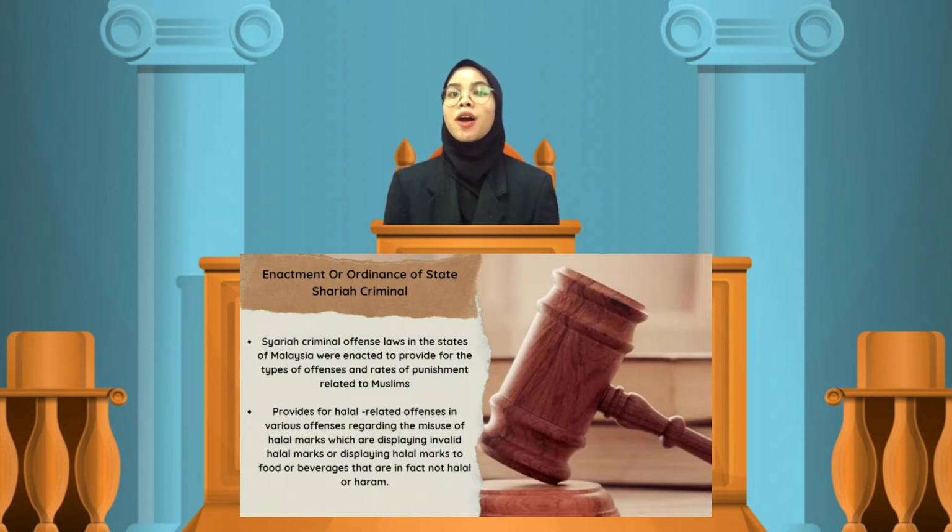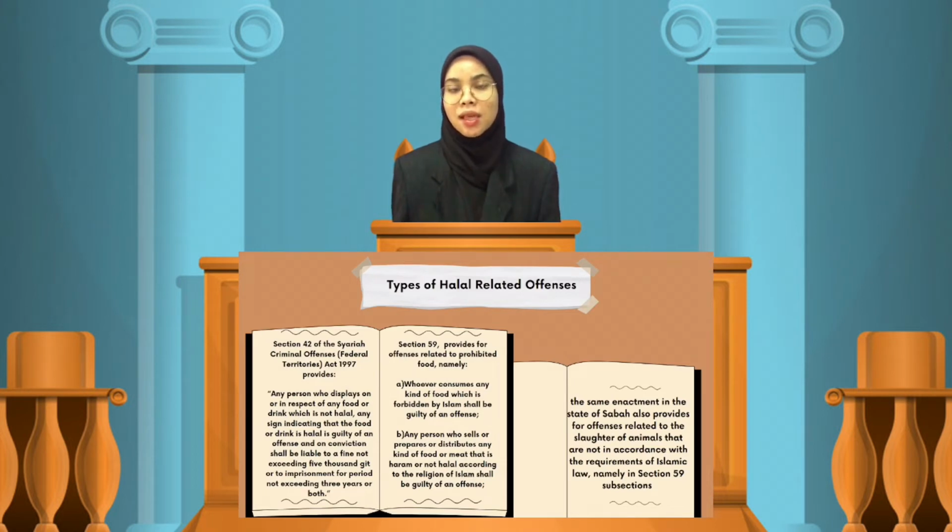Most states provide for halal-related offences, namely various offences regarding the misuse of halal marks, that is, displaying an illegal halal mark or displaying halal marks on food or beverages that are actually not halal or haram. Types of halal-related offences based on the law: only 8 states have provisions for such offences, namely Penang, Federal Territory, Selangor, Johor, Pahang, Terengganu, Sabah and Sarawak, while other states, namely Perlis, Kedah, Perak, Negeri Sembilan, Melaka and Kelantan, have not yet provided for halal-related offences in the Sharia criminal offences law in their respective states until now.